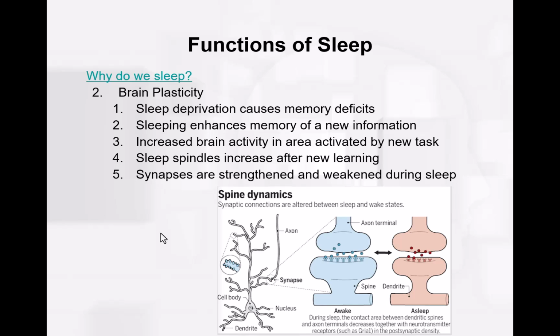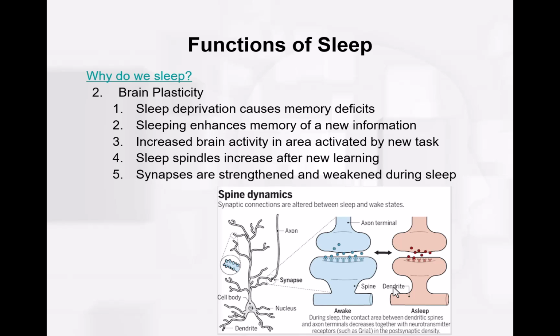We also know that synapses are strengthened and weakened during sleep. While we sleep, synapses shrink by about 20%, and that's what you can see here. This is when we're awake, and this is when we sleep. This allows the synapse to rest so that it can be strengthened the next day. Synapses, on the other hand, that shrink too much could end up being permanently pruned.